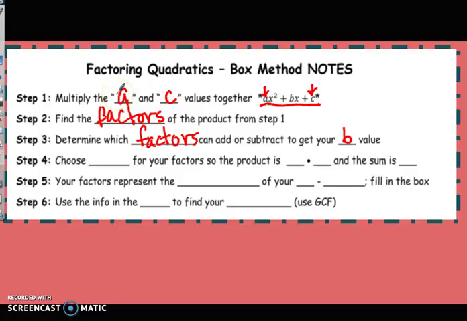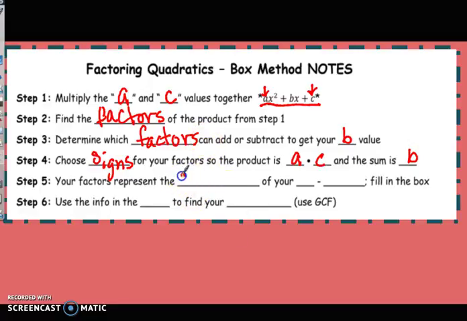So essentially what I'm talking about here is try to get the same thing as a times c, but add to b. That's a little bit more clear when we start using actual numbers. Okay. Choose signs for your factors. Your product c and your signs b.